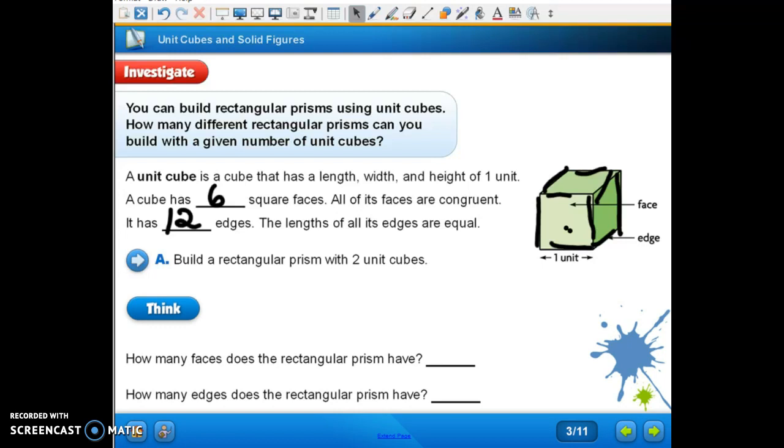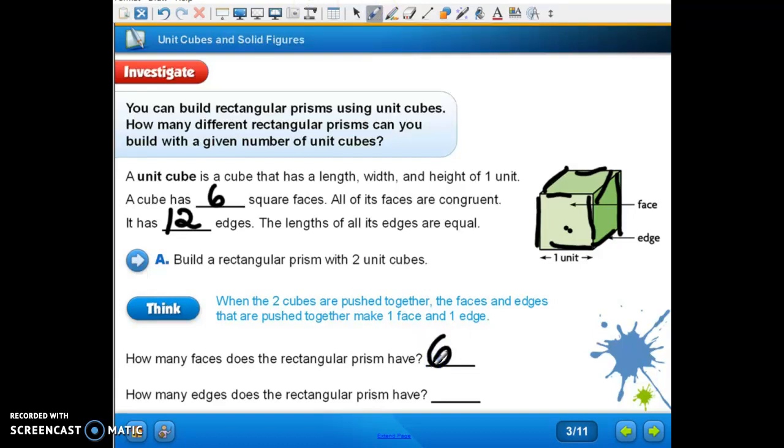Okay, it says build a rectangular prism with 2 unit cubes. Think, when the 2 cubes are pushed together, the faces and edges that are pushed together make one face and one edge. So take your unit cubes and put them together. So those 2 faces that are together kind of disappear. You don't count those 2. Now they're 1. And those 4 edges that come together are now 1. So how many faces does a rectangular prism have? 6. Still 6. And how many edges does it have? Still 12.